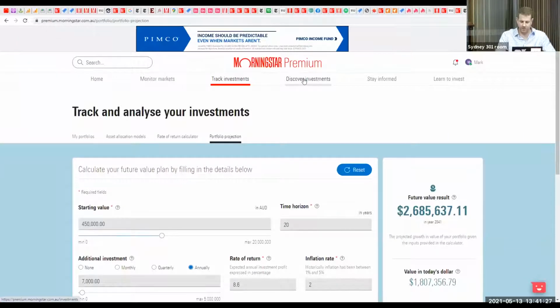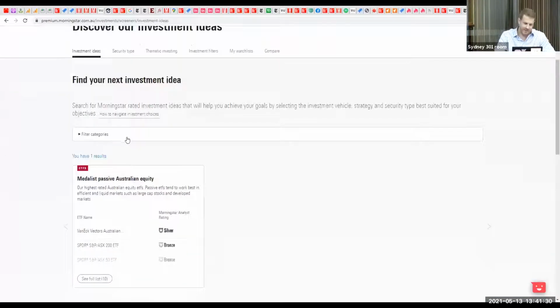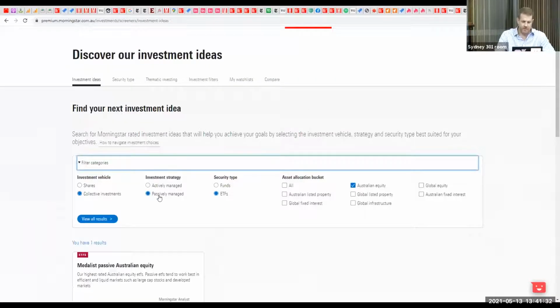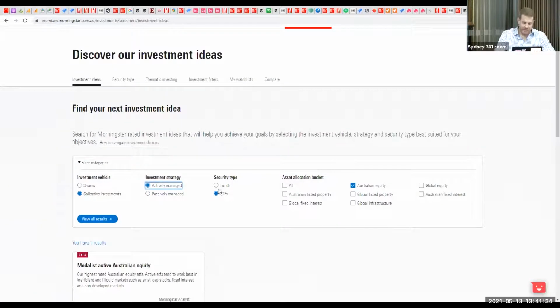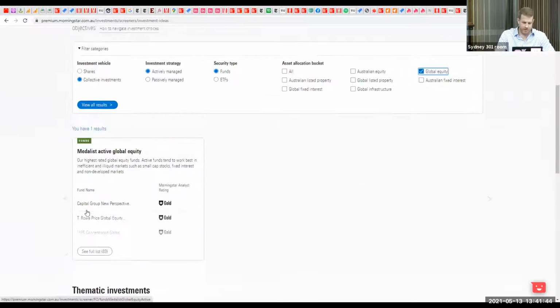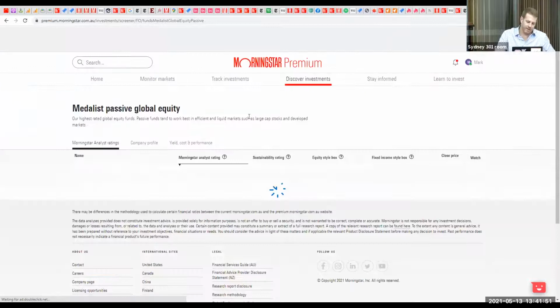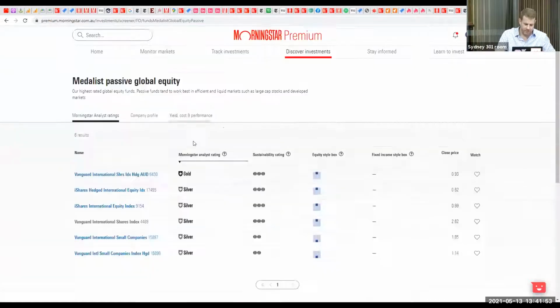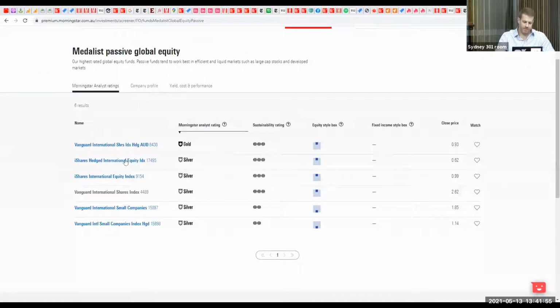So if I go back to Discover Investments, so let's say I want, what did I want? Actively managed fund for, we'll say global equity. All right, let's go passive. Passive will be easier. All right, so I can go in and look at the list and see what our analysts rate highly, and I'm assuming this is going to work. Okay, so here we go. Vanguard International shares hedged. Vanguard International shares index.